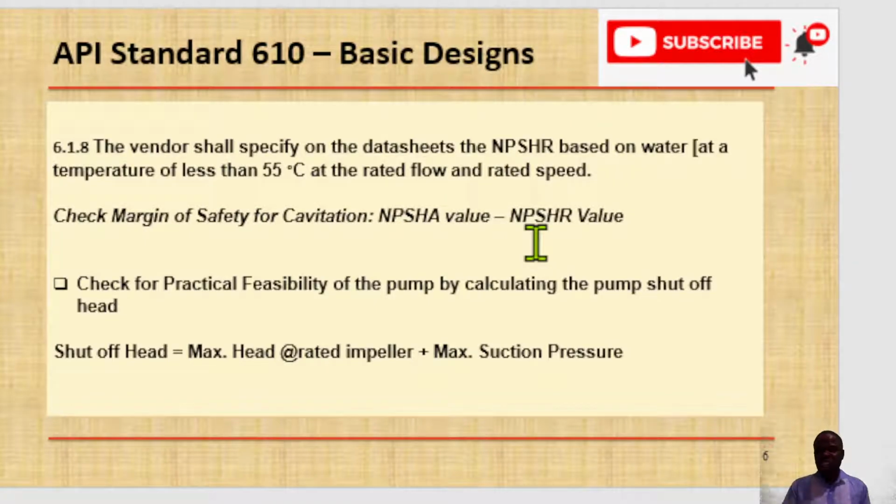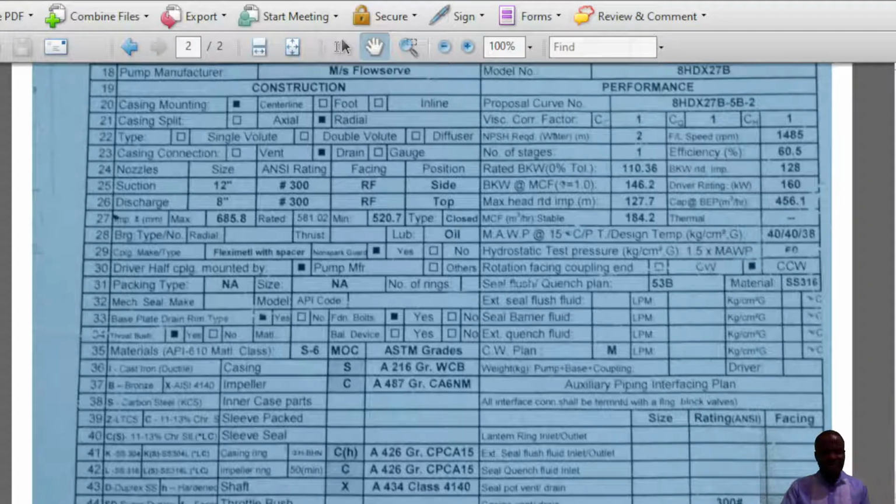Usually this margin of safety shall be greater than 0.6 meter. In some plants you can say greater than 1 meter. So you check the margin of safety for cavitation, because your NPSH available must be greater than your NPSH required in order to prevent cavitation. Now let's look at this particular mechanical data sheet and see what we have.